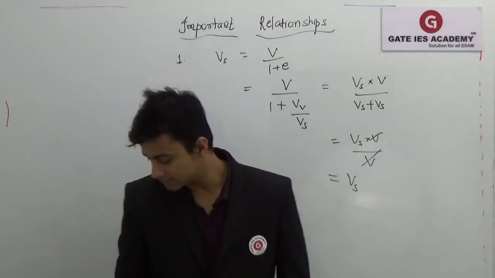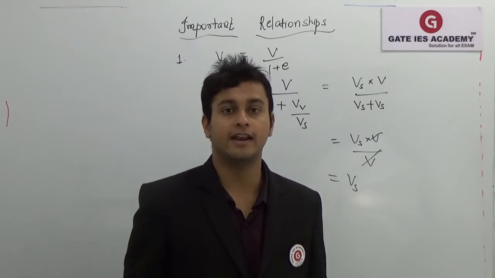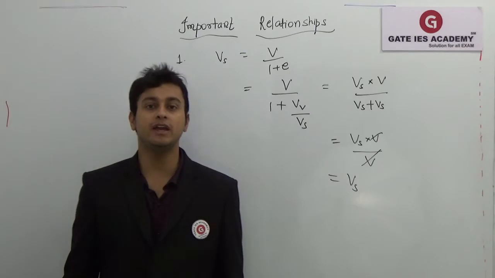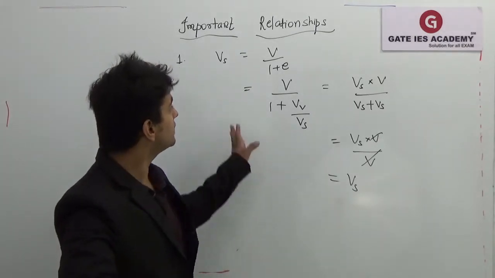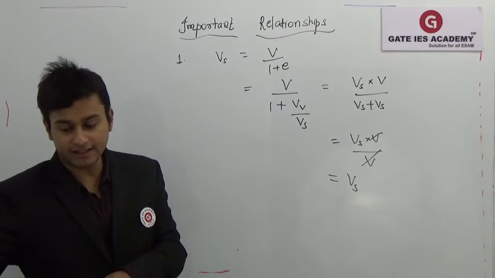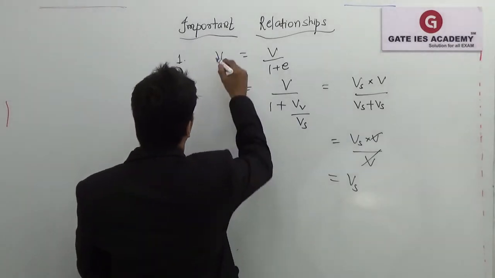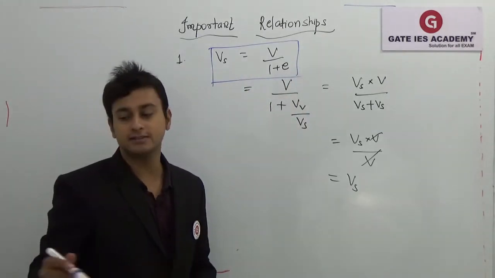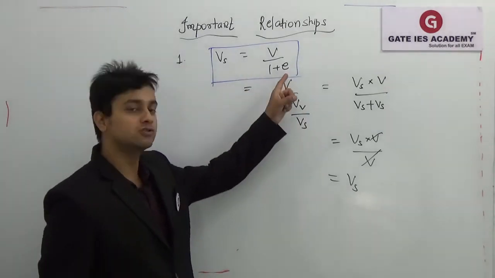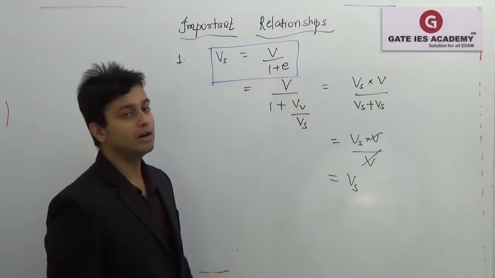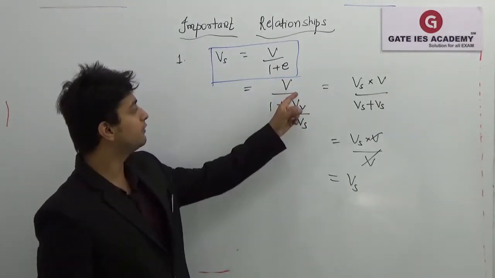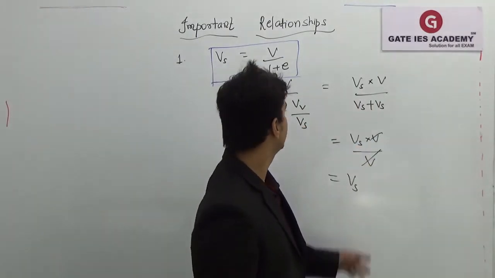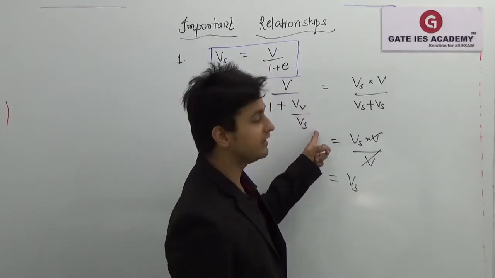Okay students, let's move on and see some important relationships which are to be considered. The first important relationship is Vs equal to V upon 1 plus e. Let's see how we will prove it. It is a very simple proof. We will simply take the most complicated part, that is V upon 1 plus e. That will be V upon 1 plus Vv by Vs, because e is nothing but Vv by Vs, and that will be nothing but Vs.